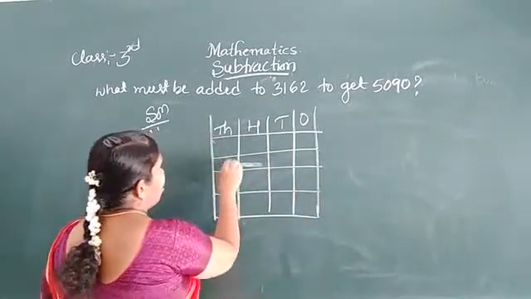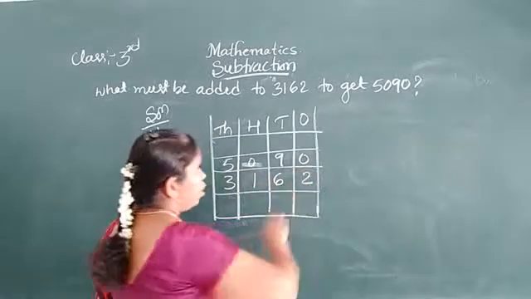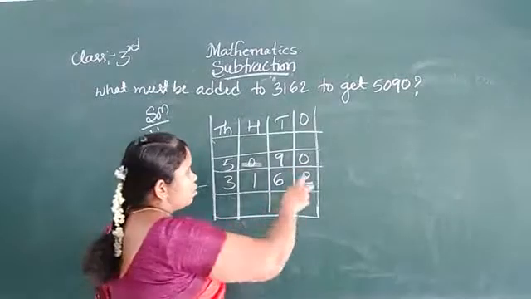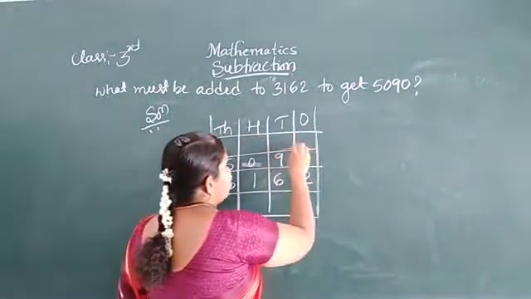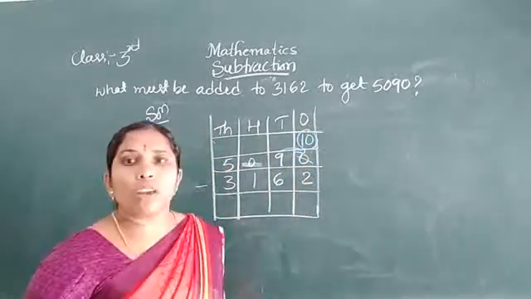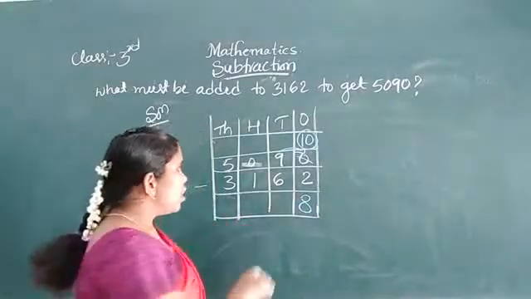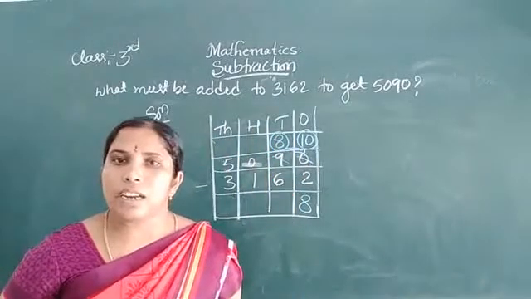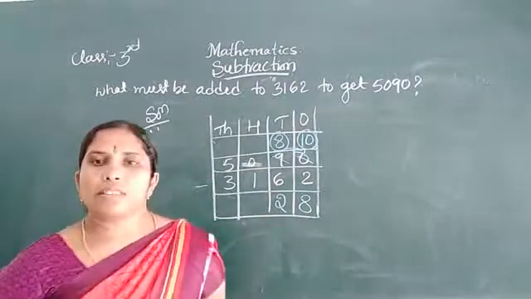So 5090 minus 3162. In that observe 0 minus 2 is not possible. Take borrow from the neighbor digit. 1 borrow equals 10, 10 plus 0, 10. 10 minus 2 equals 8. Then this 9 becomes 8 because it gave borrow to the neighbor digit. So now 8 minus 6 equals 2.